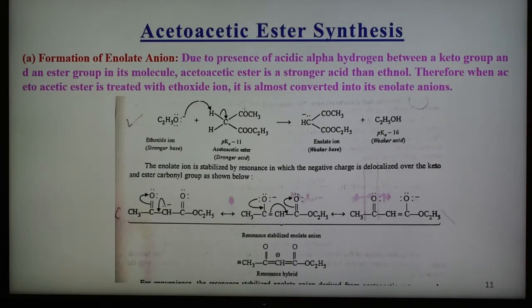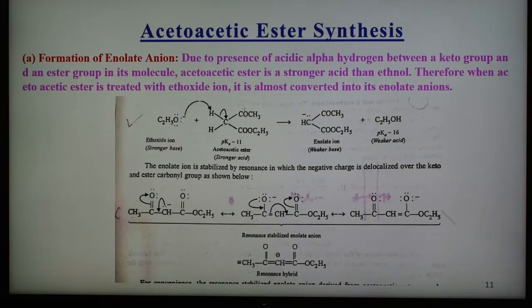So first step is the formation of enolate anion. As we know, one of the hydrogens can be replaced by ethoxide ion, and after that we get the enolate anion. Due to the presence of acidic alpha hydrogen between the keto group and the ester group in the molecule, acetoacetic ester is a stronger acid than ethanol, and therefore when acetoacetic ester is reacted with the ethoxide ion, it is converted into the enolate anion.